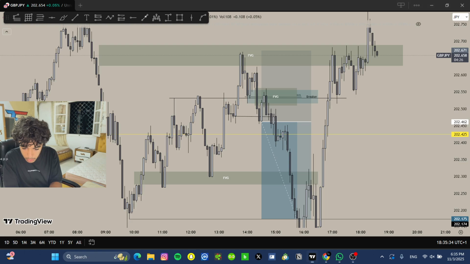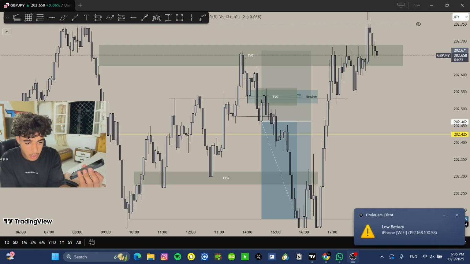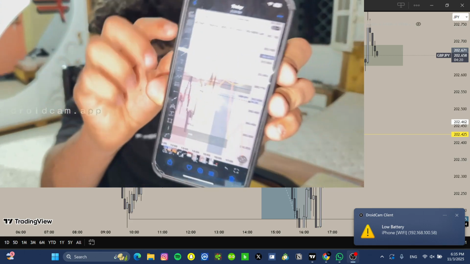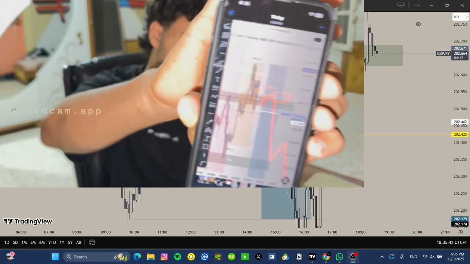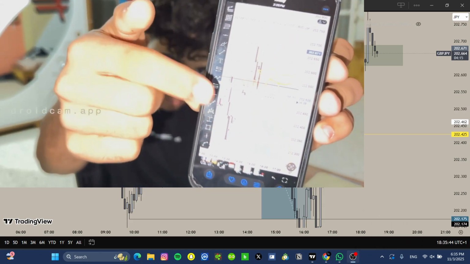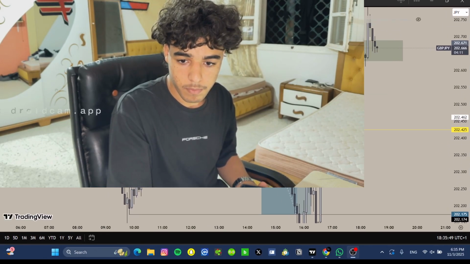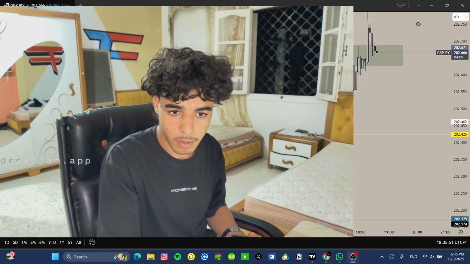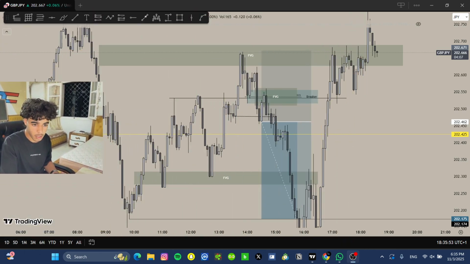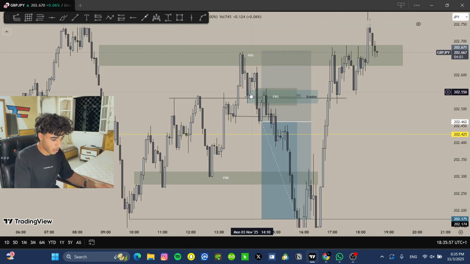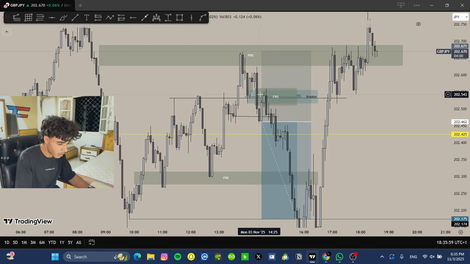I was waiting for this retracement back, and the retracement did it right here. We retraced back into the breaker block and into the 5-minute bearish fair value gap.